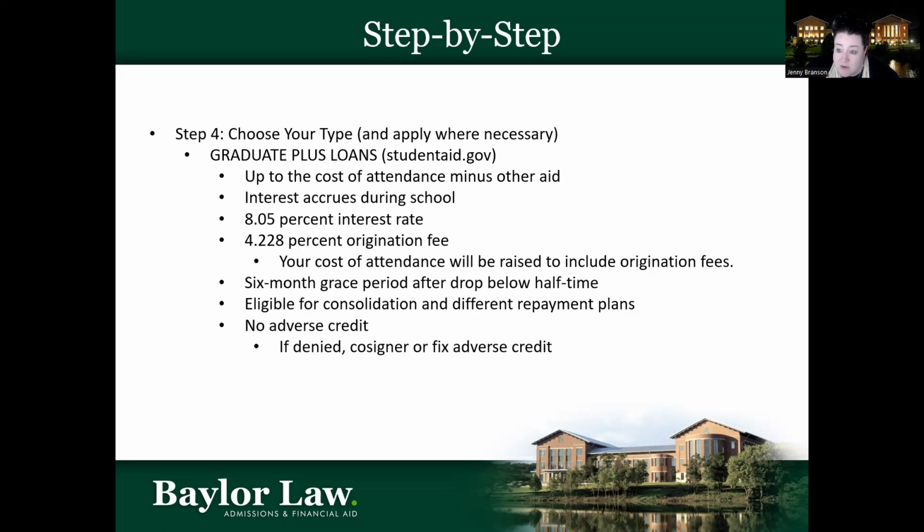The only requirement for this is that you can't have adverse credit, meaning essentially you can't be bankrupt or in default on other loans. You don't have to have a certain credit score. They're not need-based. If for some reason you are denied, you either can fix your adverse credit or get a cosigner. The vast majority of our students choose to fill that remaining bucket with Graduate Plus loans.